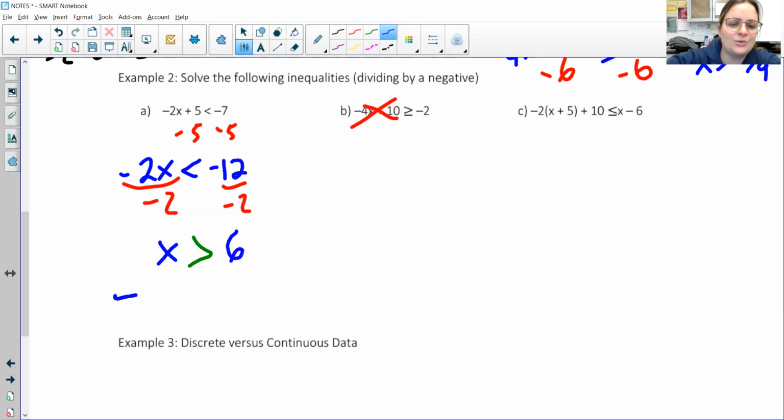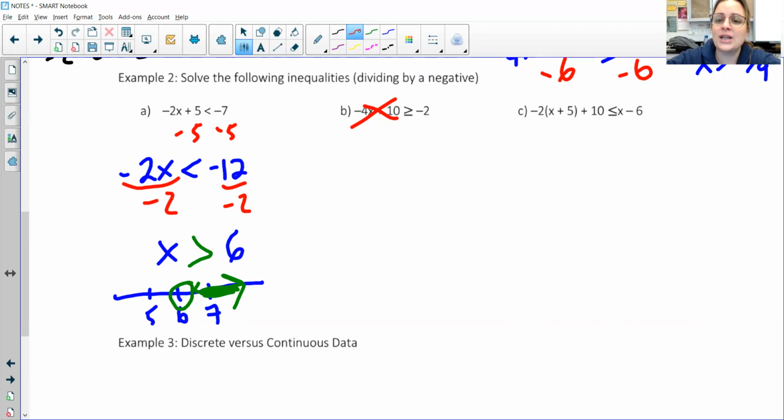All right, so if I were going to represent this on a number line, 5, 6, 7, we have that x is greater than 6. So 6 is not a part of the solution, so it's a hollow circle. And then everything above is a possible solution. Okay, pause the video here and try C.